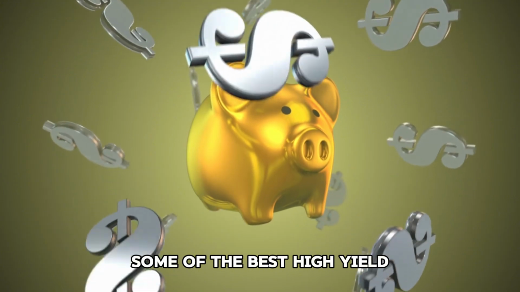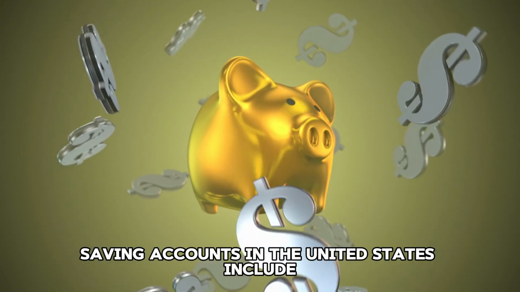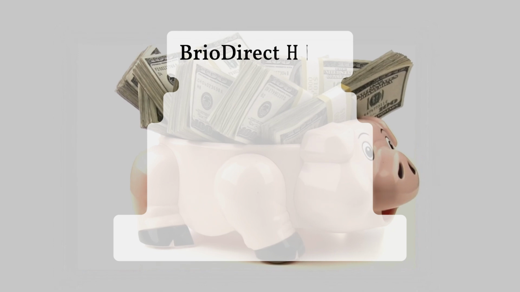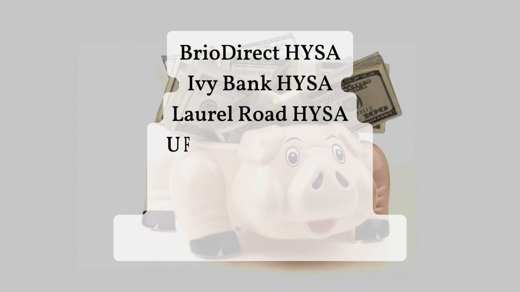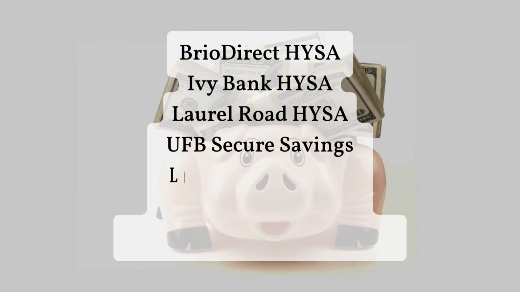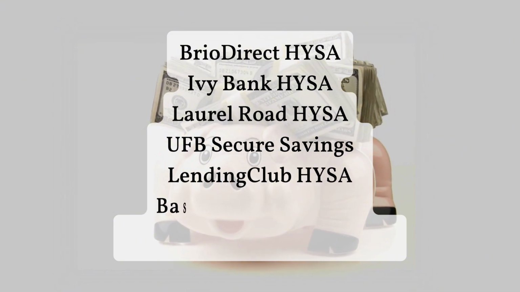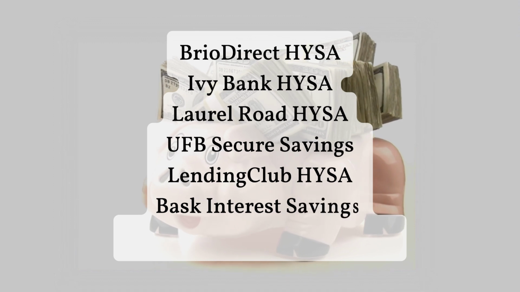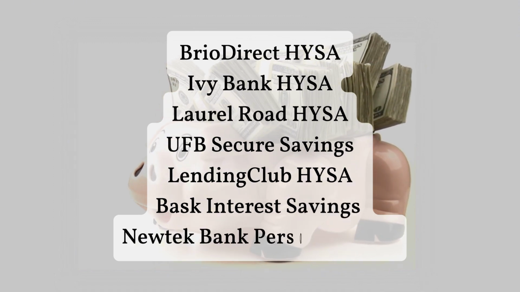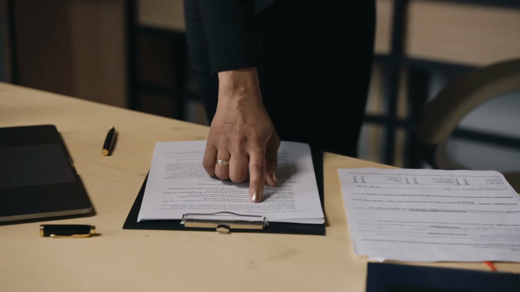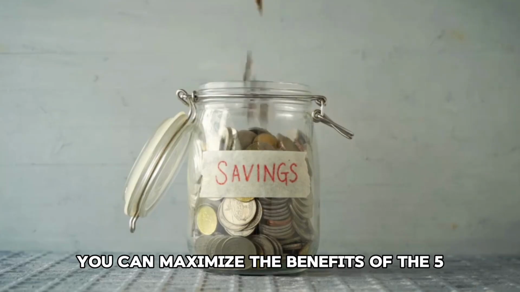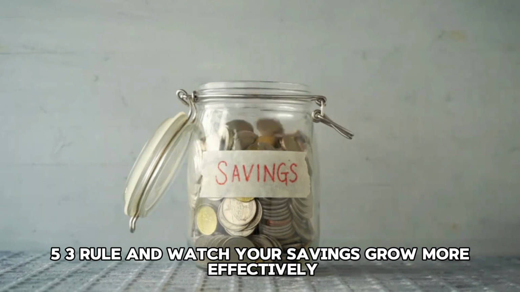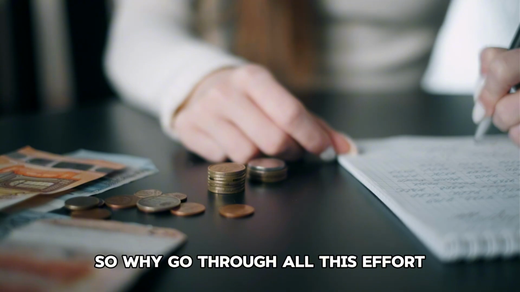Some of the best high-yield savings accounts in the United States include Brio Direct High Yield Savings Account, Ivy Bank High Yield Savings Account, Laurel Road High Yield Savings, UFB Secure Savings, LendingClub High Yield Savings, Basque Interest Savings Account, Newtek Bank Personal High Yield Savings, just to name a few. By carefully selecting accounts that meet these criteria, you can maximize the benefits of the 5-5-3 rule and watch your savings grow more effectively. So, why go through all this effort?